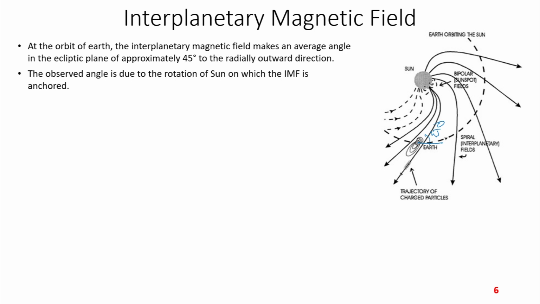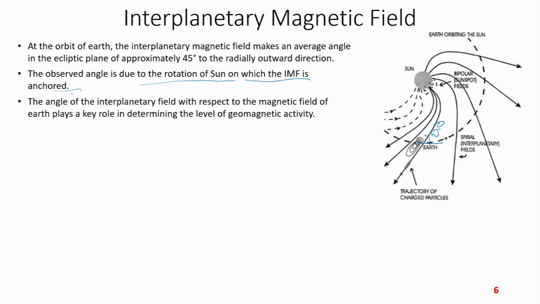As I said, this observed angle is due to the rotation of the Sun, in which the IMF is anchored. So, the angle of the interplanetary field with respect to the magnetic field of the Earth plays a very key role in determining the level of geomagnetic activity. In our subsequent sessions, we will discuss what geomagnetic activity is because of this impinging solar wind or the high energy particles from the Sun.